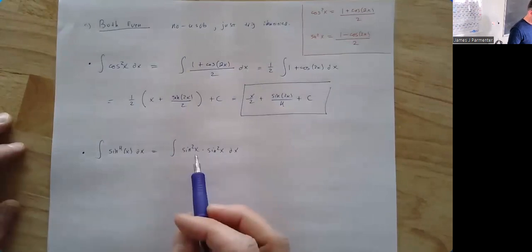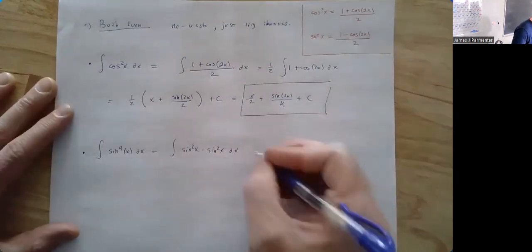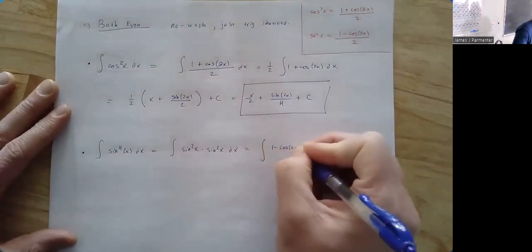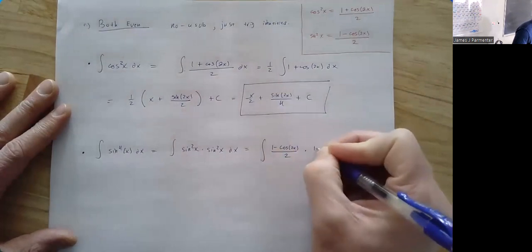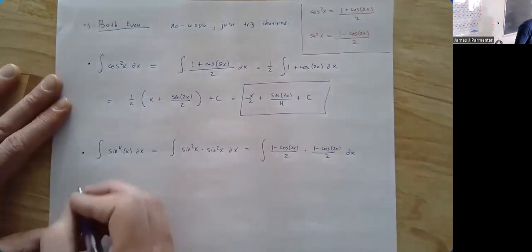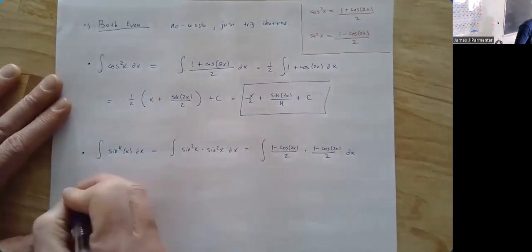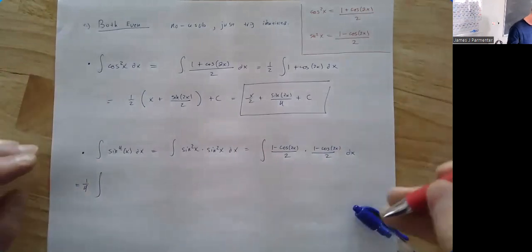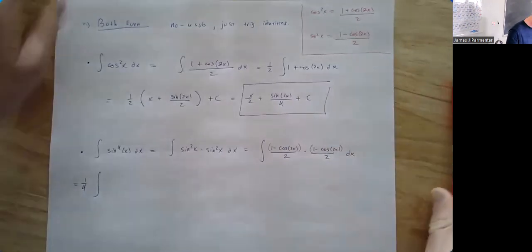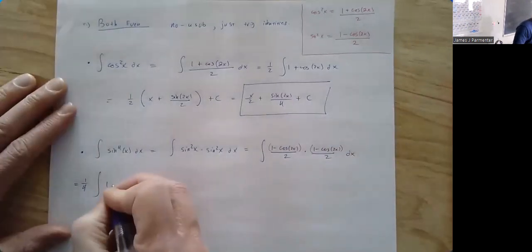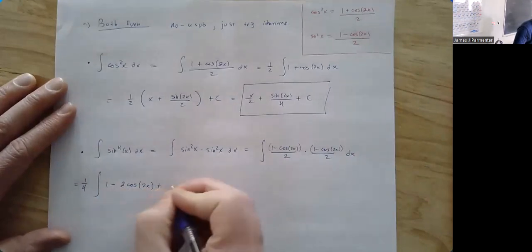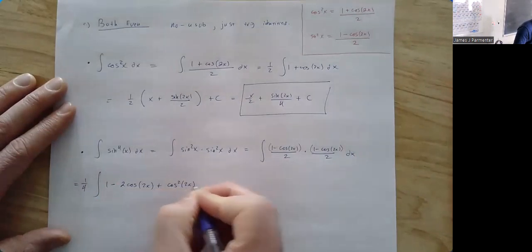Okay, so for this one, you have to replace each sine squared with 1 minus cosine 2x over 2, to get 1 minus cosine of 2x over 2 times 1 minus cosine of 2x over 2. I would bring out the 1/2. So I've got a 1/4 out in front. And then I'm going to essentially FOIL out the 1 minus cosine 2x times the 1 minus cosine 2x and get 1 minus 2 cosine of 2x plus cosine squared of 2x.